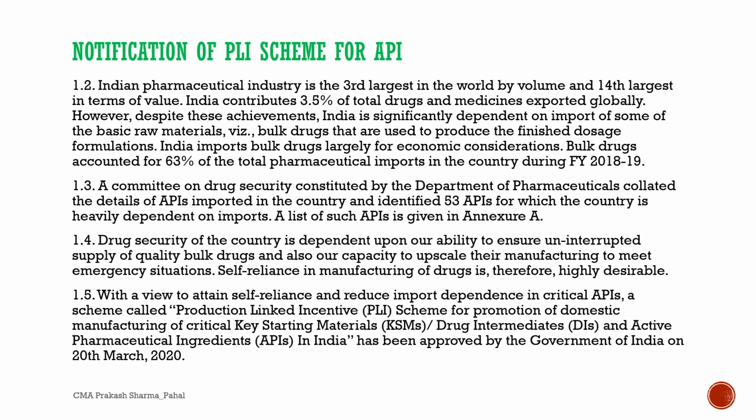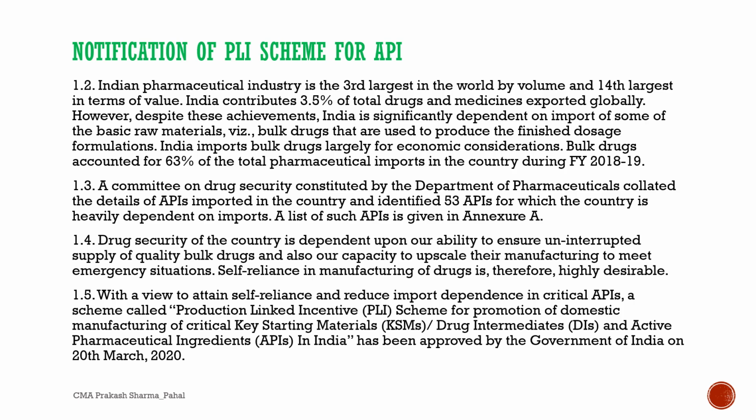A committee on drug security constituted by the Department of Pharmaceuticals collated the details of APIs imported in the country and identified 53 APIs for which the country is heavily dependent on imports. A list of such APIs is given in Annexure A. Drug security of the country is dependent upon our ability to ensure uninterrupted supply of quality bulk drugs and also our capacity to upscale their manufacturing to meet emergency situations. Self-reliance in manufacturing of drugs is therefore highly desirable.